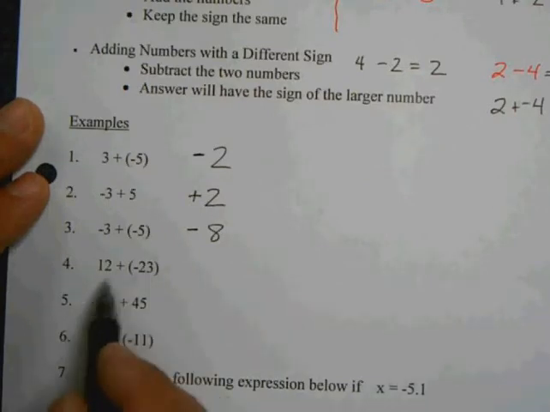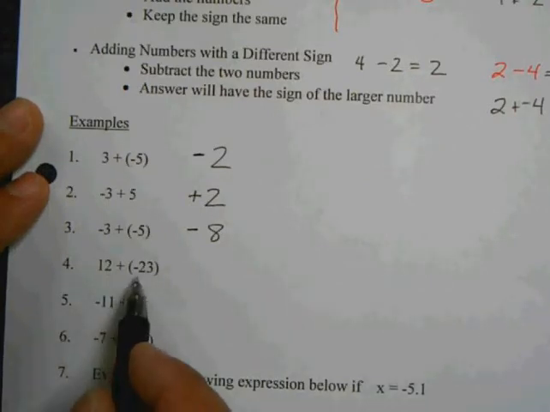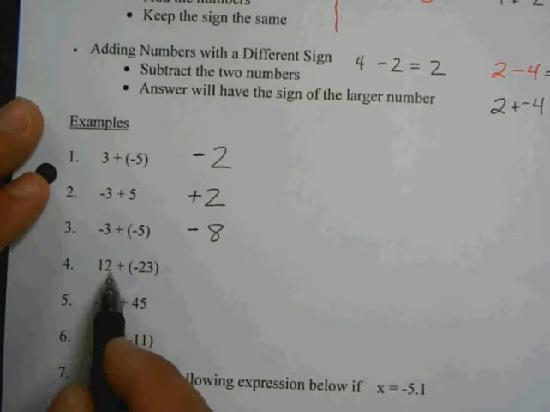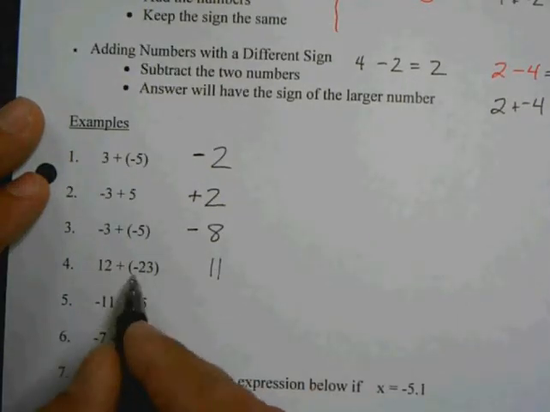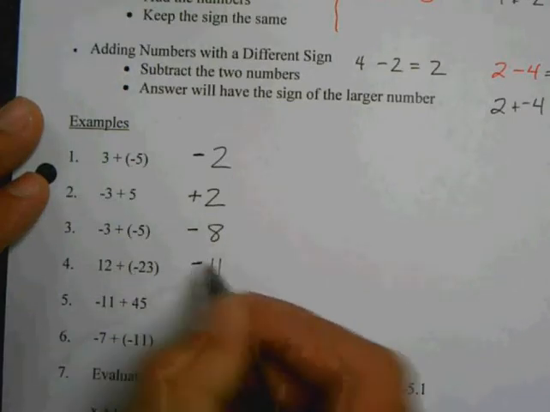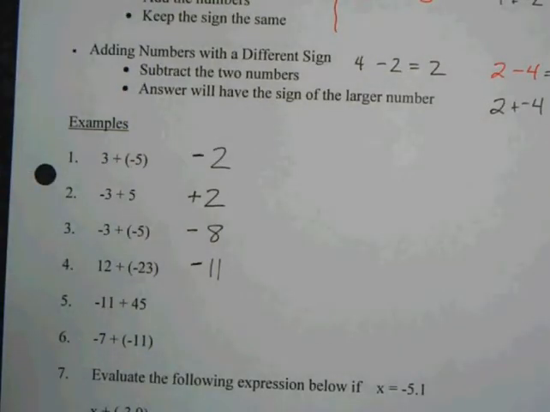Same sign, different sign. Different, so 23 minus 12, 11. Which one's larger? 23, so it's negative. Now, we need to pause for a second.